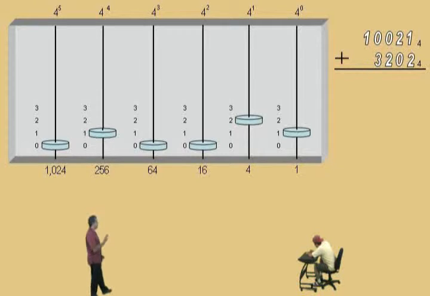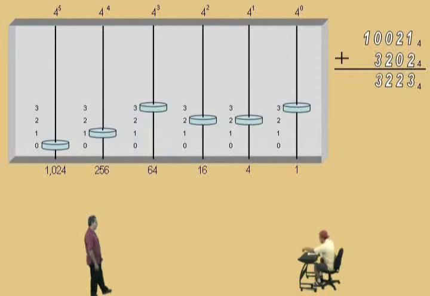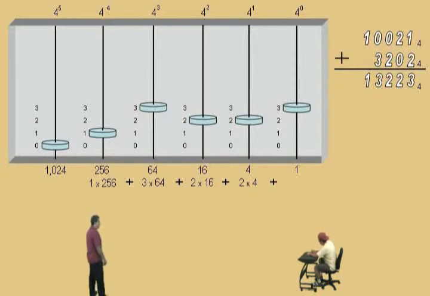And again, it's just basic addition. 2 and 1 is 3. 2 and 0, 2. 0 and 2, 2. 0 and 3, 3. And we have a 1, which is there. And notice we have 1 of these 256s, 3 of these 64s, 2 of these 16s, 2 of these 4s, and of course, we finish with 3 of these 4 to the 0s, which is 3 1s. Again, there's our digits, 1, 3, 2, 2, 3. Multiply and add all those up, you do get 491 base 10.